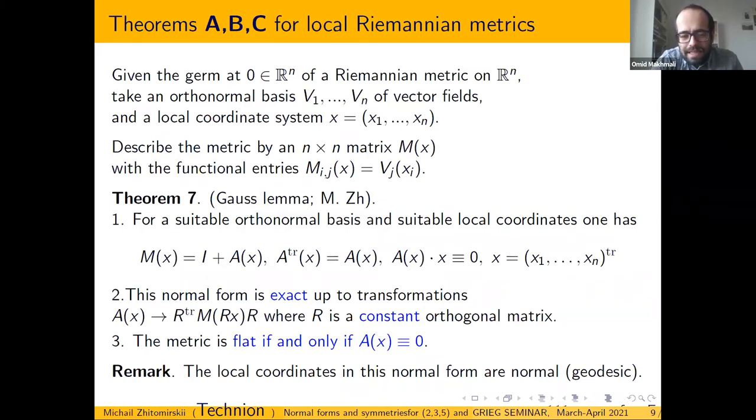What do you mean by an exact normal form? By exact, I mean that you take any two matrices and bring each of them to this normal form. These two matrices are equivalent if and only if the matrices in this normal form, A of X and A tilde of X for the other metric, are related by this transformation.